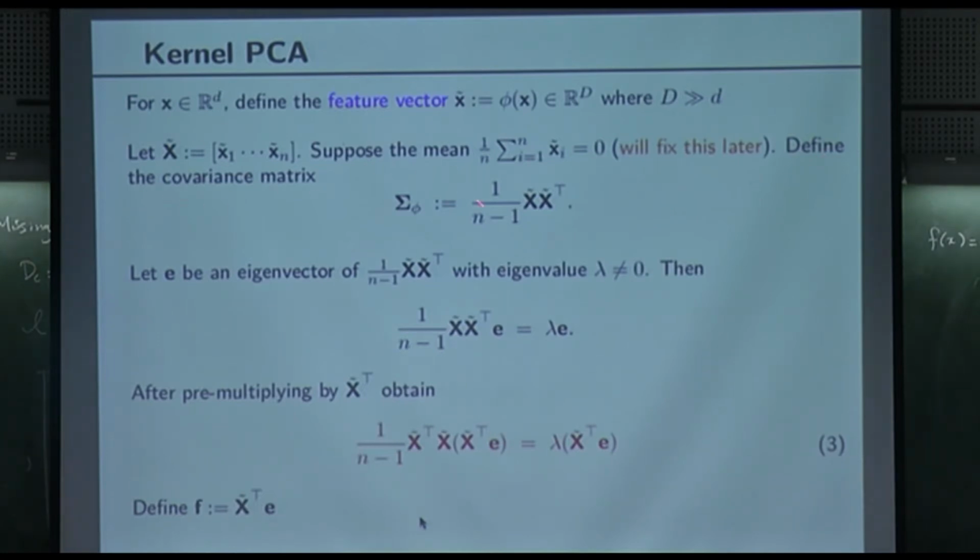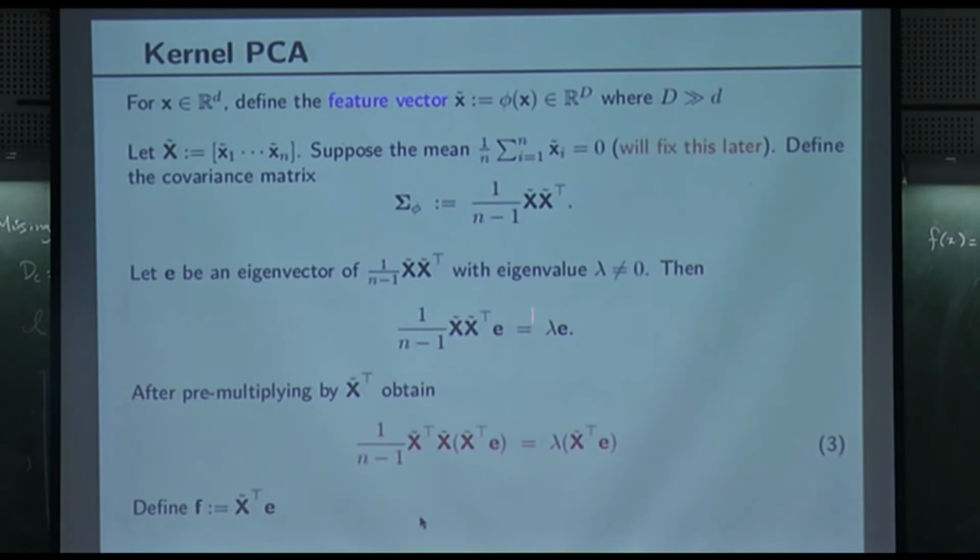And define the covariance matrix to be x tilde transpose x tilde, times 1 over n minus 1. Let E be an eigenvector of this matrix with eigenvalue lambda not equal to 0. If it has a 0 eigenvalue, I don't really care about it because that means that this matrix doesn't have any variance in that direction. But suppose lambda is not equal to 0, then I can write this eigenvalue eigenvector decomposition. You get 1 over n minus 1, x tilde transpose x tilde E equals lambda E. I will tell you why I'm doing this calculation in a moment. If I multiply by x tilde on the left, I get x tilde x tilde transpose x tilde E is equal to lambda x tilde E. Let's define a new vector f which is x tilde E.